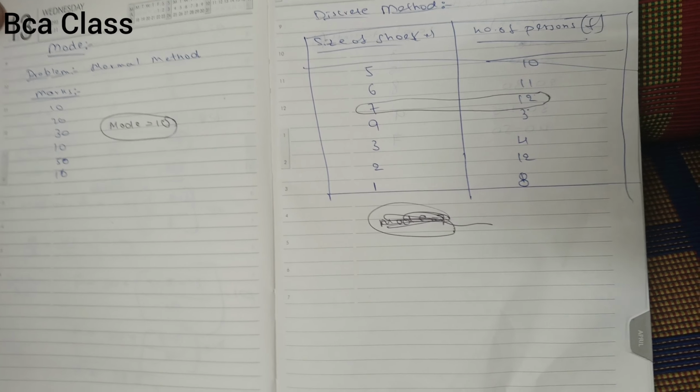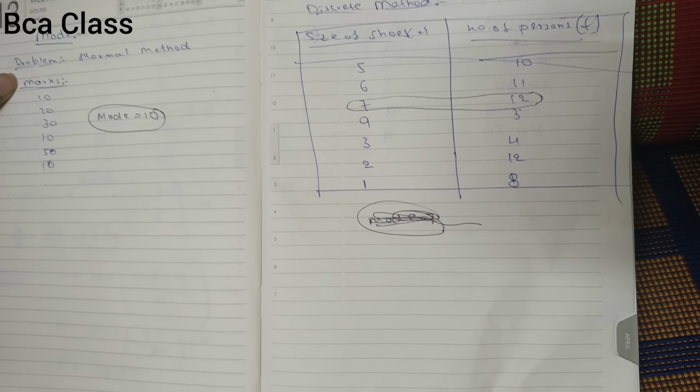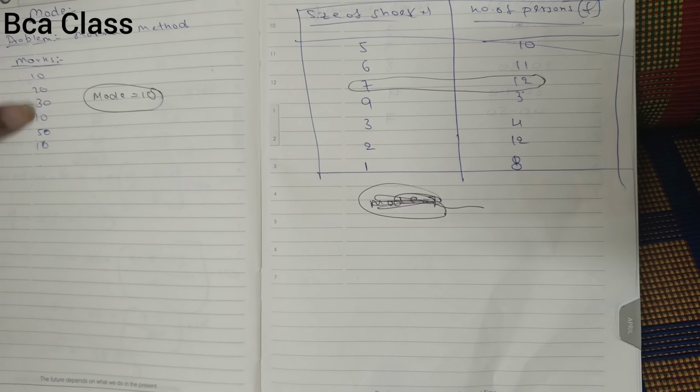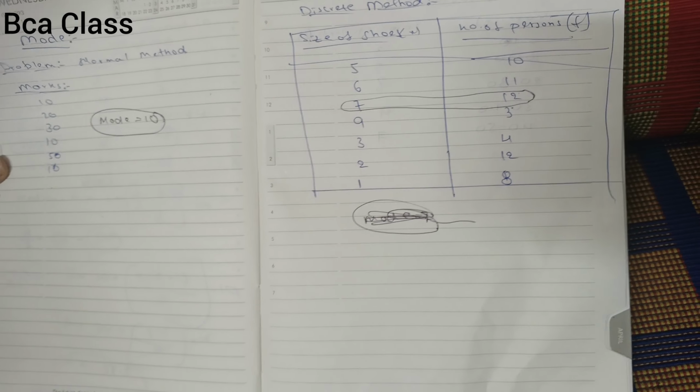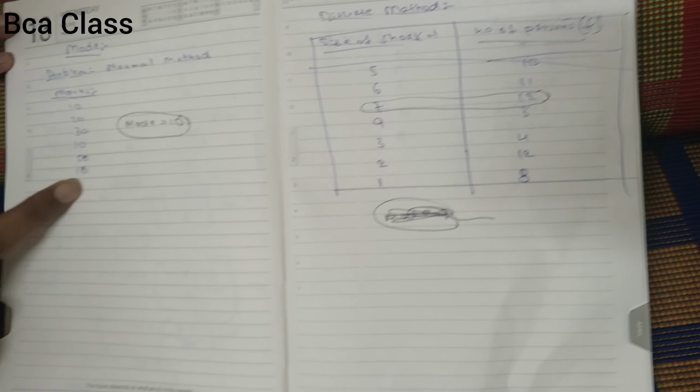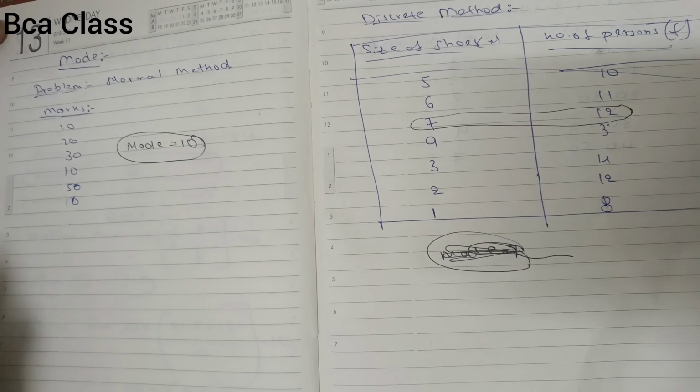In the normal method only x values will be given. Here the x values given are 10, 20, 30, 10, 50, 10. Mode is the number that is repeated the most number of times. Here 10 is repeated 3 times, so mode equals 10. This is the normal method.